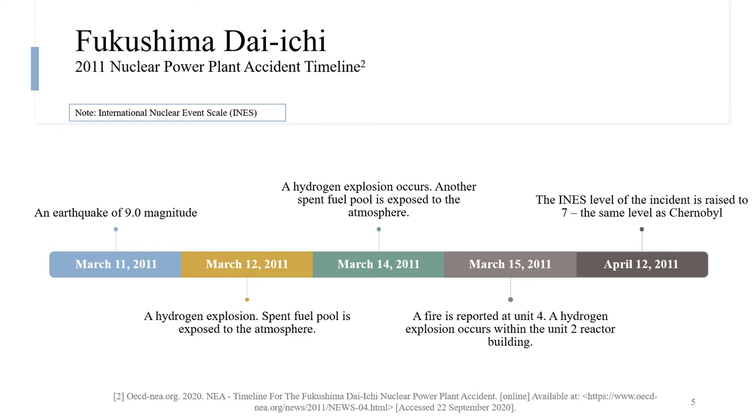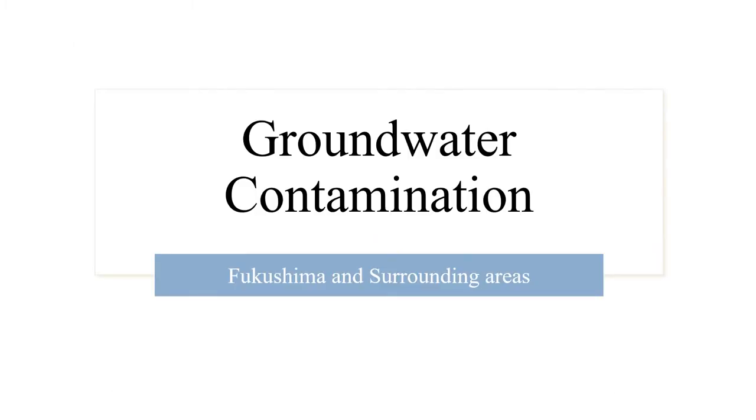On April 12th, the International Nuclear Event Scale level of this incident is raised to 7, and this is the same as Chernobyl. It is determined by nuclear experts to be the most complicated accident of its kind to ever occur. So now, groundwater contamination in Fukushima and the surrounding areas.